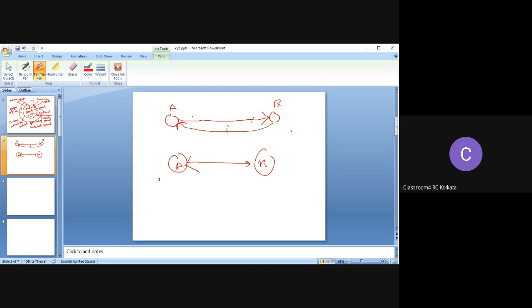Here data is transmitted in both directions. For example, a normal telephone system. From both ends, you can speak simultaneously.